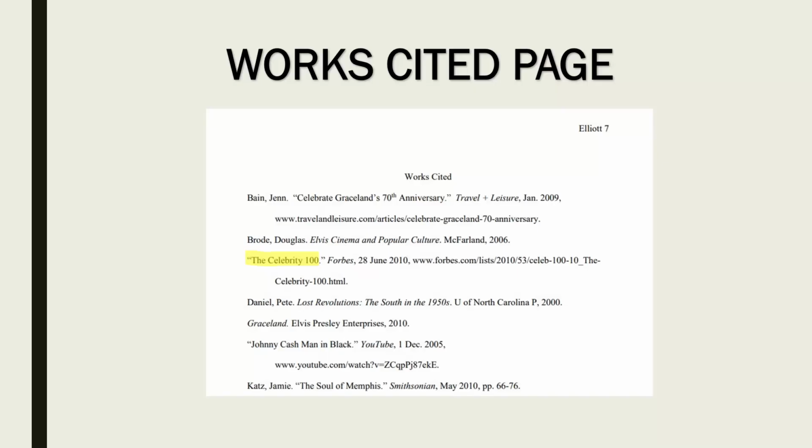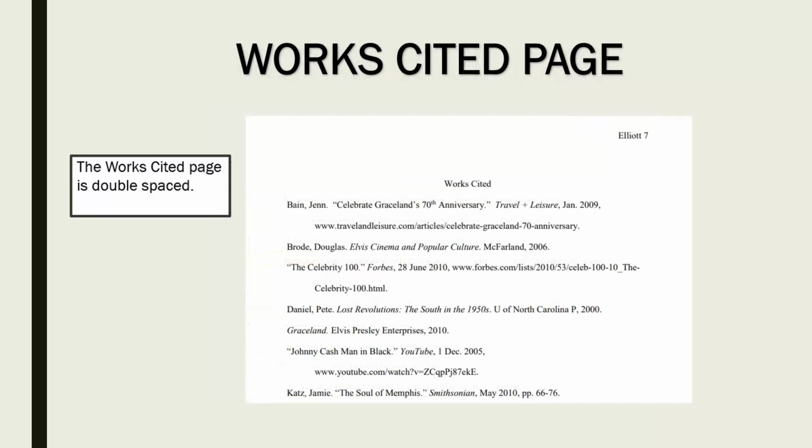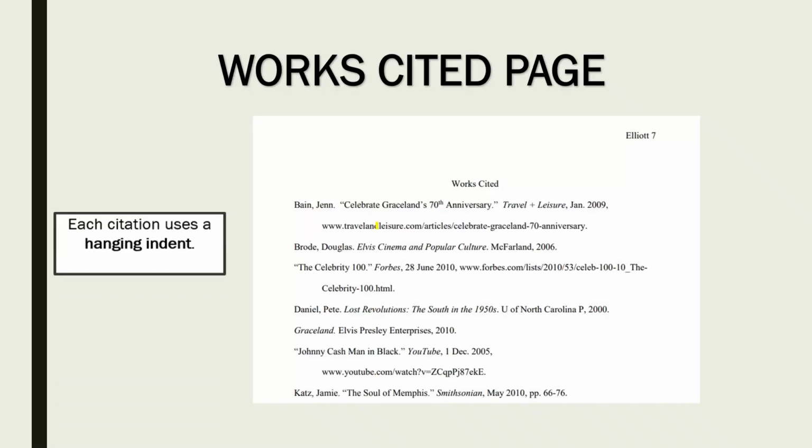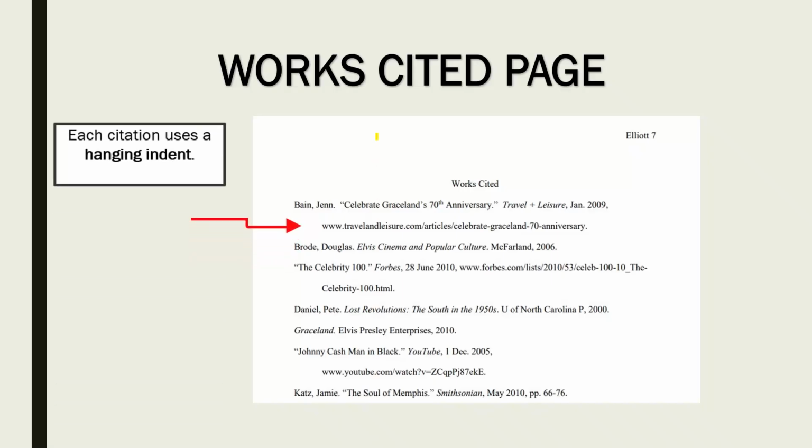Also note that the Works Cited page is double-spaced throughout. Each citation uses a hanging indent. The first line of each citation should be flush with the left margin, and all subsequent lines are indented 5 spaces or half an inch.